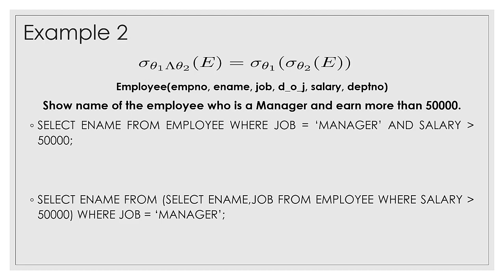Here, the right hand side expression will be much more cost effective than this expression. The reason is that here we are reducing the number of tuples from the relation E by using the condition theta. Then the relation will go into this selection, which has less data to work on. But in the first case, we are giving all the data of the relation E into the selection, so it will take time.